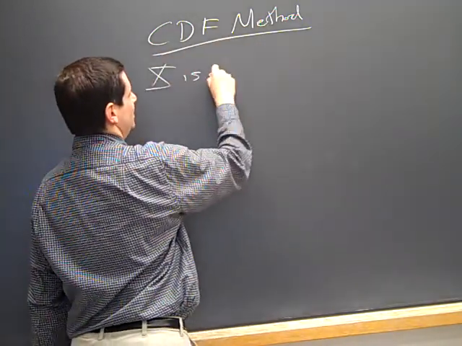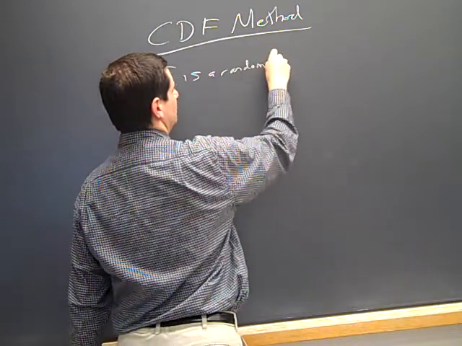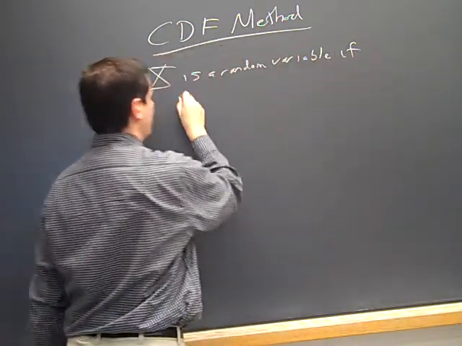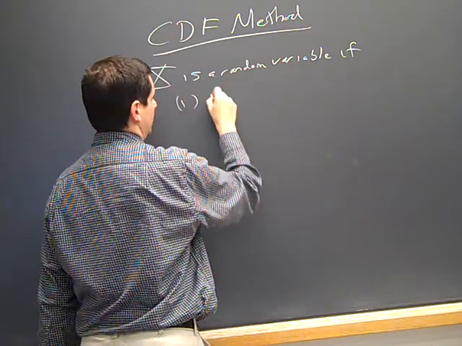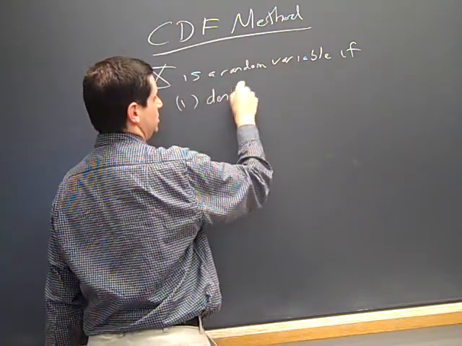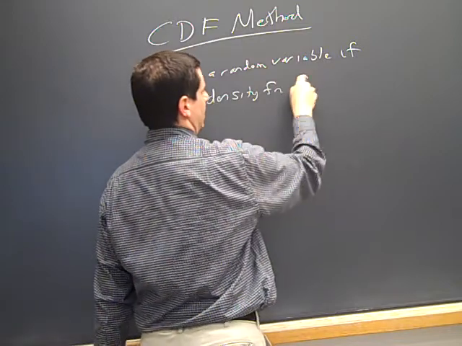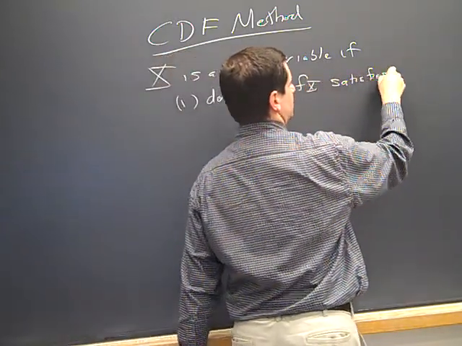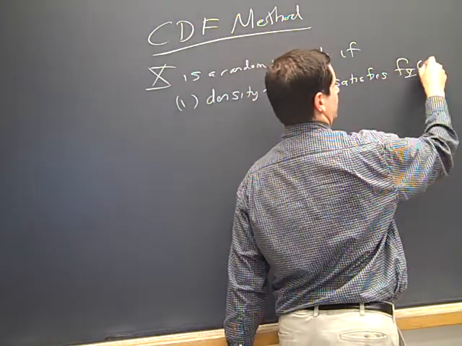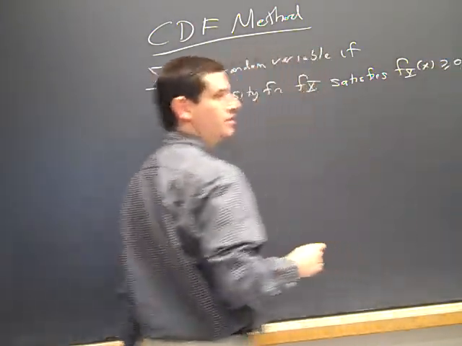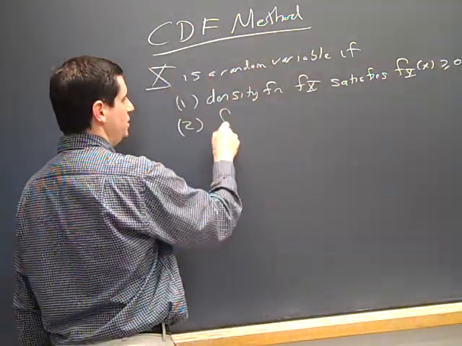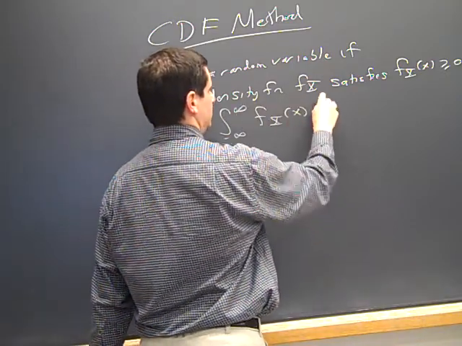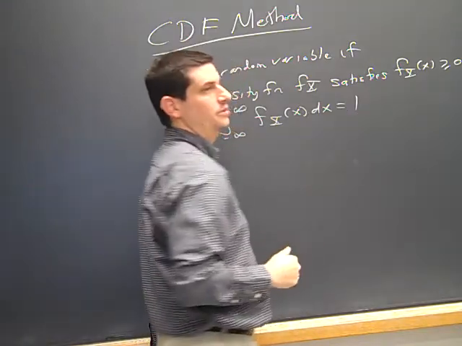So x is a random variable if the following two things hold. One, we'll do a continuous density function f of x satisfies f of x is greater than or equal to 0, so it is never negative. And two, the integral from minus infinity to infinity of f_X of x dx equals 1.